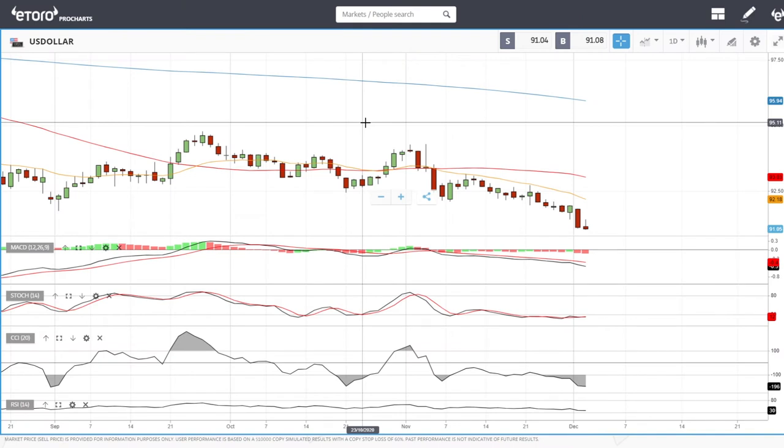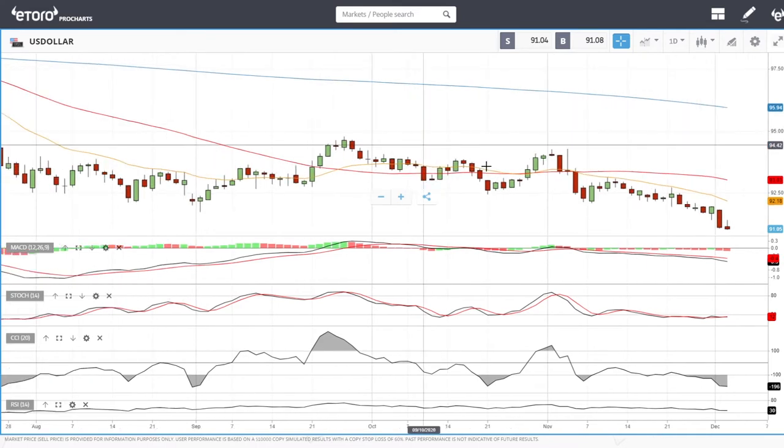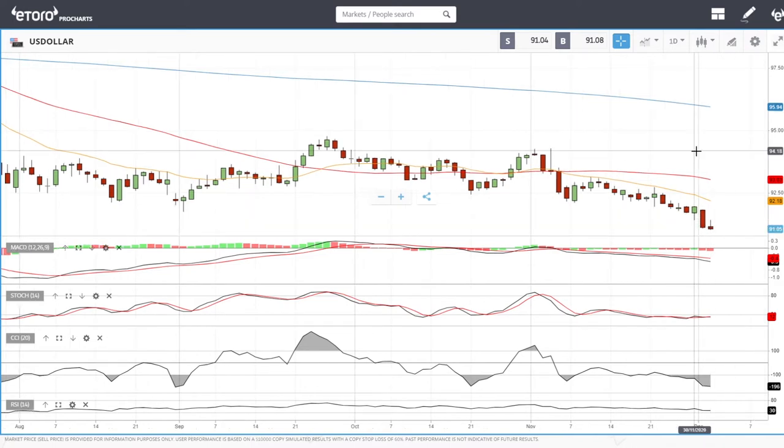Welcome back. This is going to be my full technical analysis for December 3rd, 2020. We'll start by looking at the US dollar index. As you can see, we have broken down quite significantly again today. We tried to rally and then broke down.